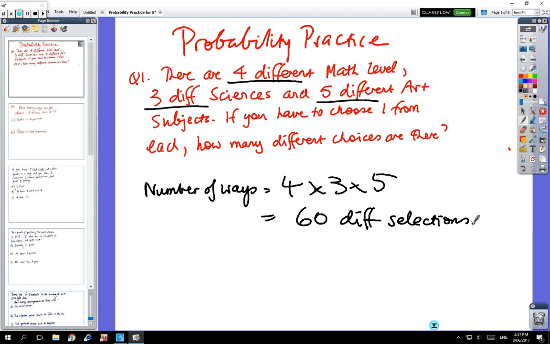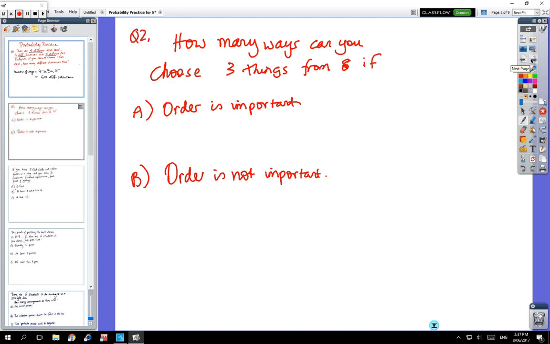Okay, moving on. So just distinguishing between permutations and combinations. How many ways can you choose 3 things from 8 if 1, the order is important, or 2, the order is not important? So pause, and when you're ready, come back.